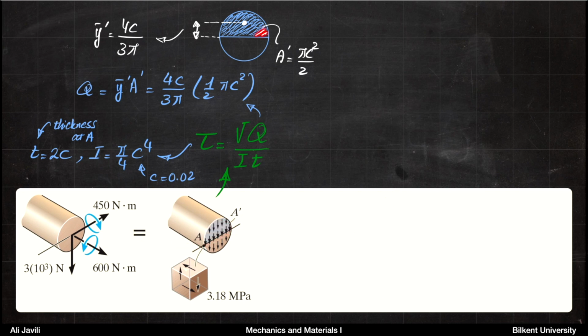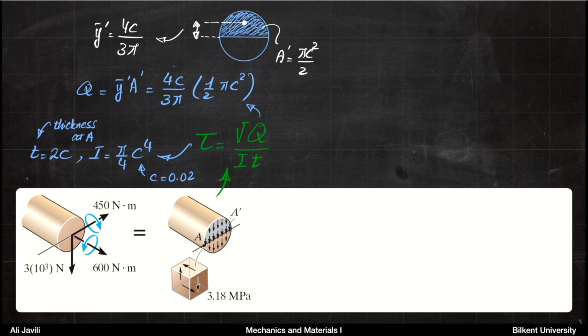So in order to calculate Q for that cross section, we need the distance of the centroid from the neutral axis, and you can read that from the tables, or you can calculate it, but we have done this before, so we know that if you have a half circle, the centroid would be at the distance 4 times c divided by 3 pi from the center. The area is half the area of the circle, and if you multiply those, you get Q.